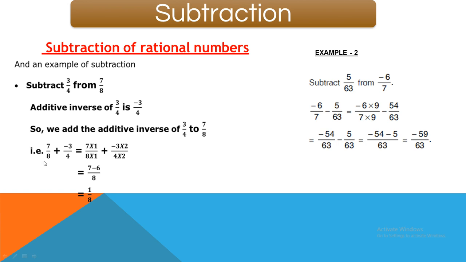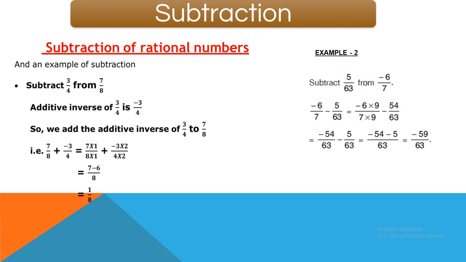Now 8 and 4, we have two different denominators. We will make the denominator the same. As we know, 8 is the LCM. So 8 is already here, so we have to change this 4. To get 8, we multiply numerator and denominator by 2. So we get 7 minus 6 upon 8, and 7 minus 6 is 1 by 8. This is the subtraction sum, or the simpler form of this question.